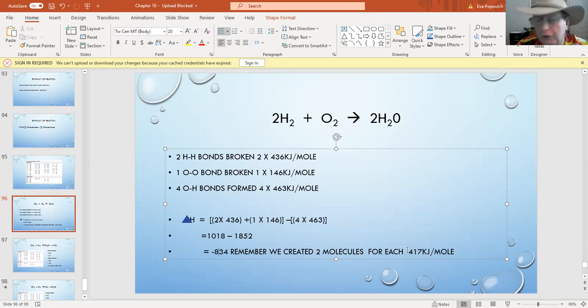Are we fairly solid on this? So the real answer would be the 834 or the 417? It depends upon the question. How would they ask for the 417 then? If the question asks you, what is the enthalpy for this reaction?